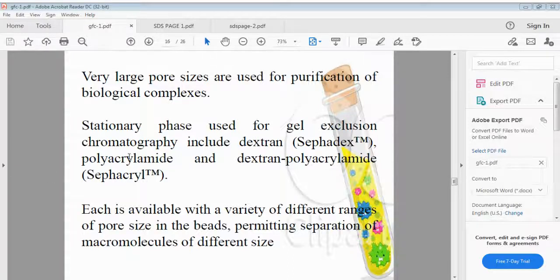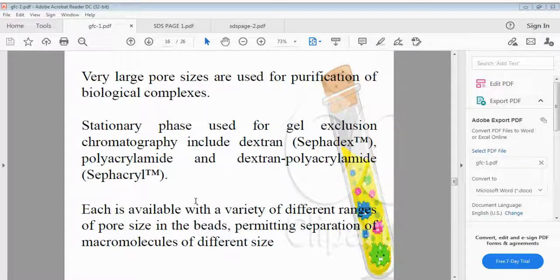acrylamide, polyacrylamide. This word you would have heard very much. Acrylamide is a compound used in SDS-PAGE. So acrylamide, polyacrylamide and bisacrylamide: these two combine together to form cross-linking. Monomers of acrylamide will link together to form a horizontal chain. Bisacrylamide is two molecules of acrylamide joined together by a methylene bridge. So that will act as a cross-linking bridge between two horizontal polymers of acrylamide. Also you have dextran polyacrylamide. I will show you the structure of polyacrylamide when we speak about SDS-PAGE. Example is Sephacryl. So Sephadex and Sephacryl are very good commercially available stationary phases used for gel filtration chromatography.